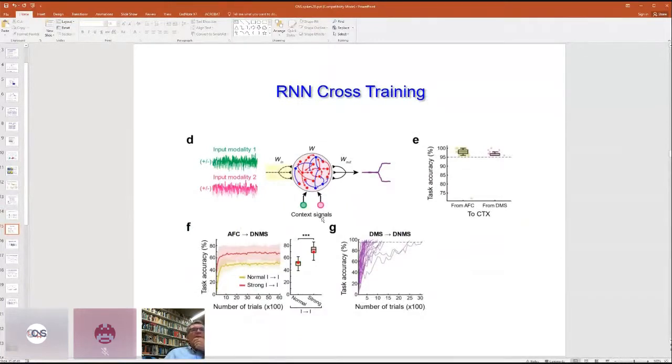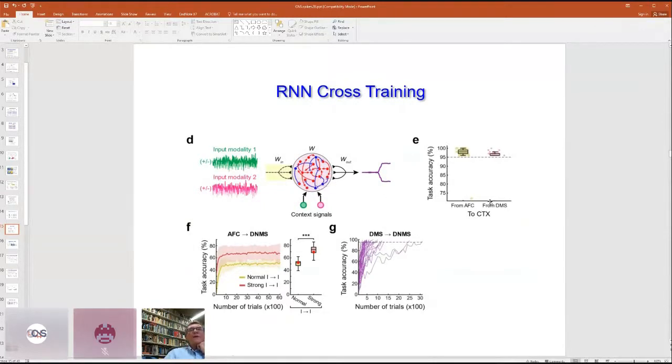Now here's one last thing, not the last thing, but in terms of extracting out some interesting additional information about the biology. Here's a task where there's a context signal that tells you whether you should integrate the green input or the red input. And so you trained it up and there's no problem doing that. But now the question is, if you start with a network that was trained for some other task, and you are only able to change the input weights, can you still do the task?